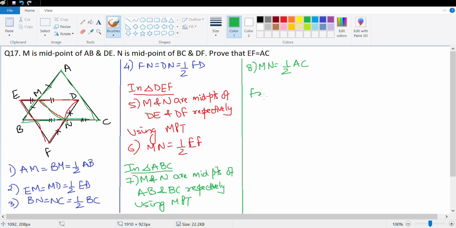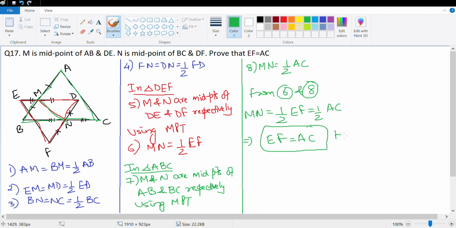So from 6 and 8, what I get is MN is equal to half of EF, which is equal to half of AC, which means EF is equal to AC. That's exactly what they wanted me to prove. So hence proved. Perfect. That brings me to an end of this exercise. Homework questions for you could be question 3, question 5, question number 9, question number 15.